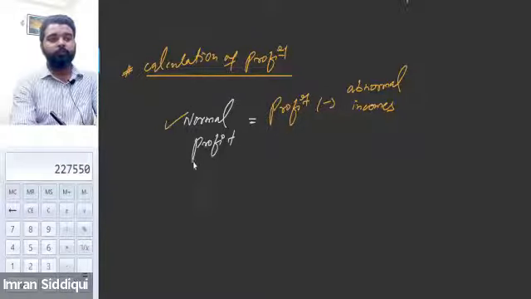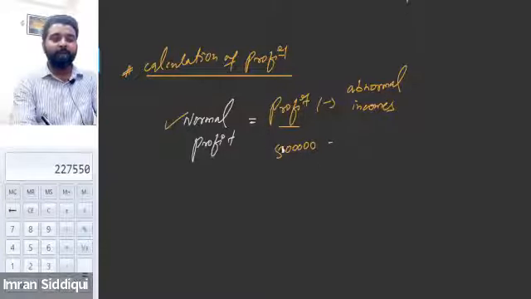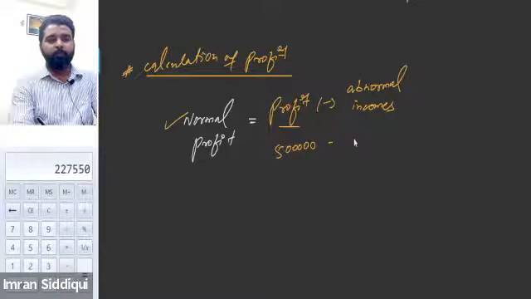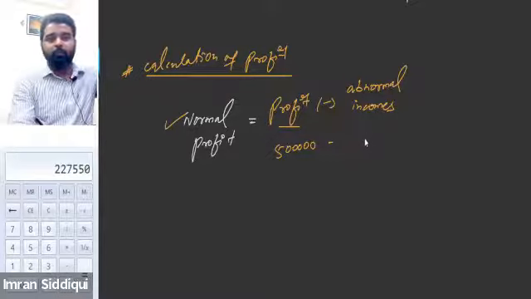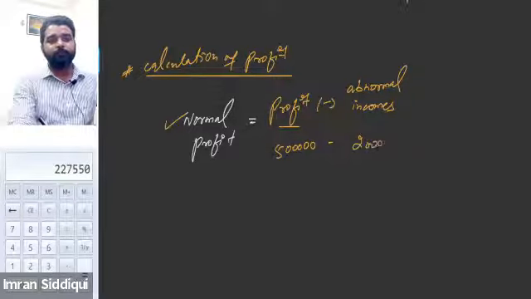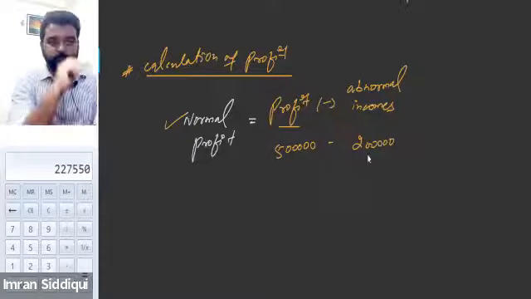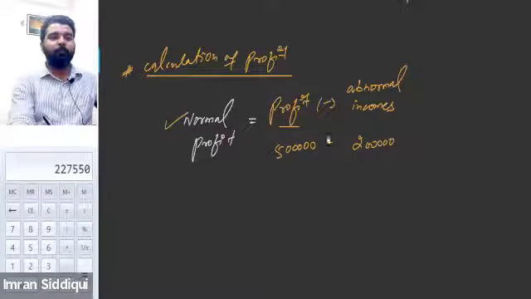If we want to find out the normal profit, let's suppose the profit given in the question is 5 lakh, and there are a few abnormal incomes that we added in the calculation of the profit. So in order to find out the normal amount of profit, we need to subtract those abnormal profits. I'll be telling you which incomes are considered abnormal. But first keep in mind that to find the normal profit, we will be subtracting the abnormal incomes. Let's suppose for the time being, abnormal profit is 2 lakhs. So profit minus abnormal income.